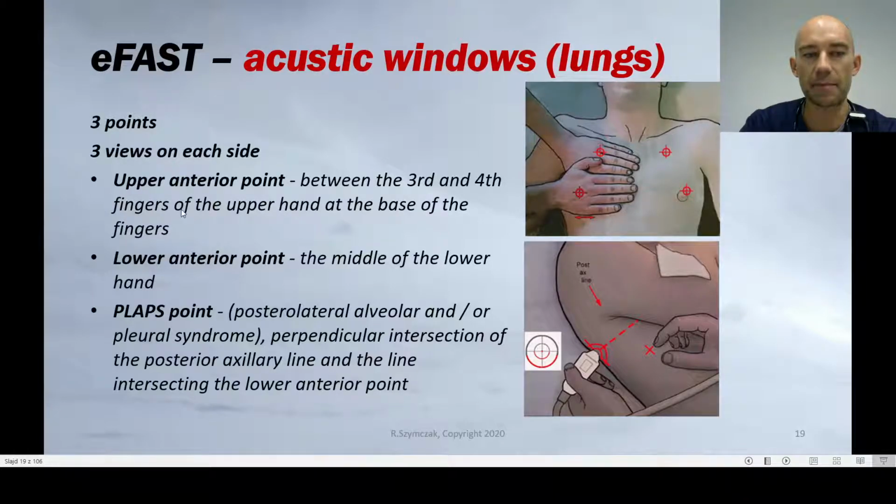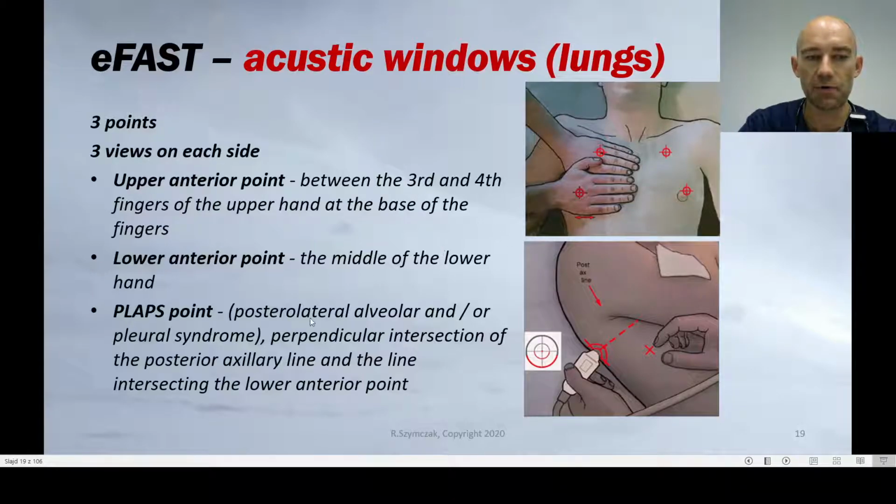So the upper anterior point, which is between the third and fourth fingers of the upper hand at the base of the finger. So it's around, let's say, the mid-clavicular line, in the second intercostal space. Then the lower anterior point is in the middle of the lower hand. So when you put your 2 hands, the middle of the lower hand will be the lower anterior point. So it's the level of the nipple, let's say, and the anterior axillary line, I would say.